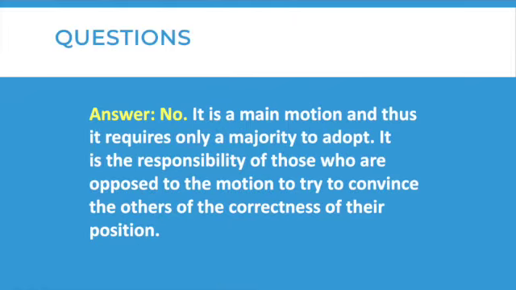And the answer is no. It is a main motion, and thus it requires only a majority to adopt. It is the responsibility of those who are opposed to the motion to try to convince the others of the correctness of their position. So main motions usually require the majority.